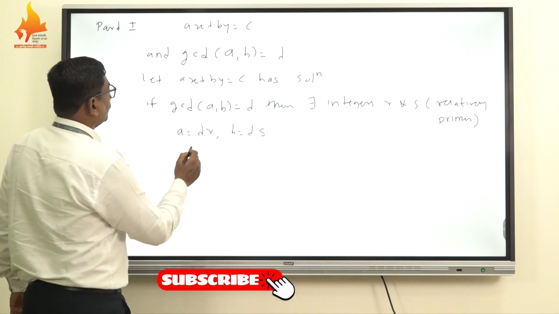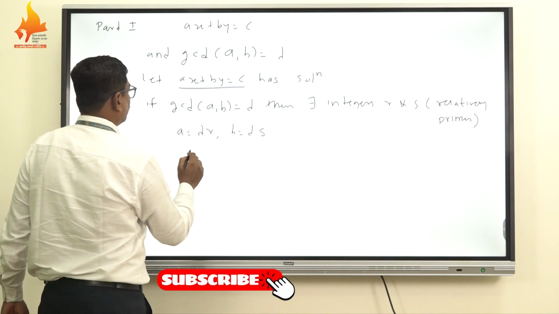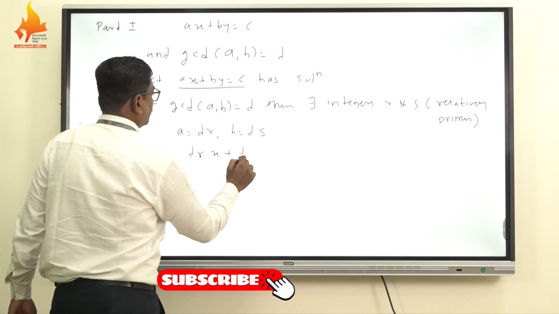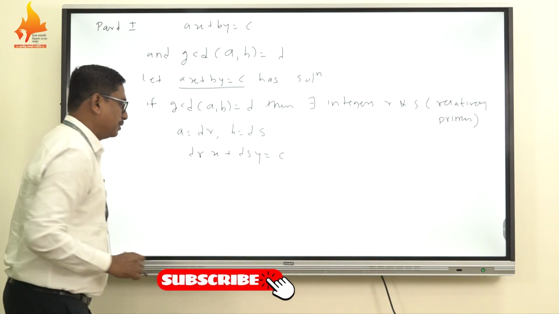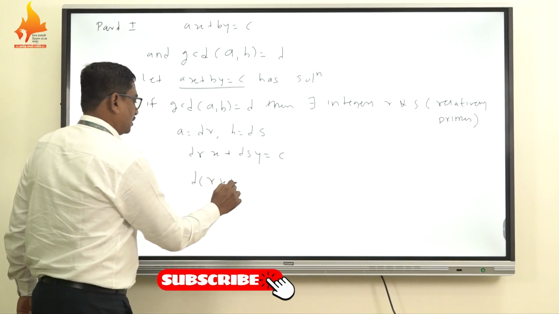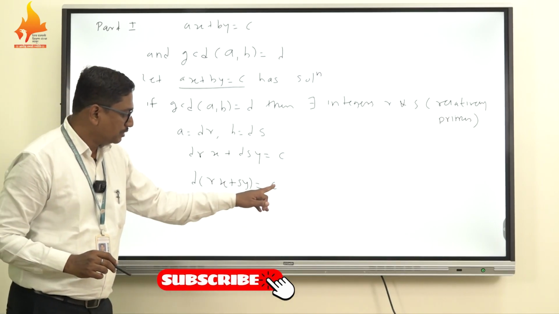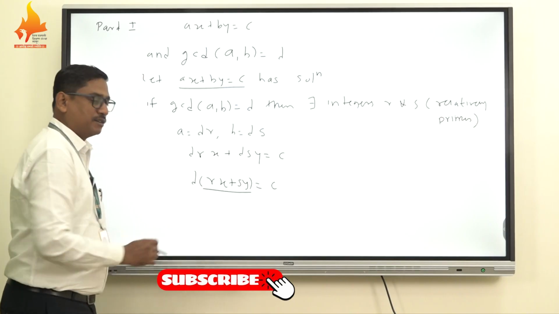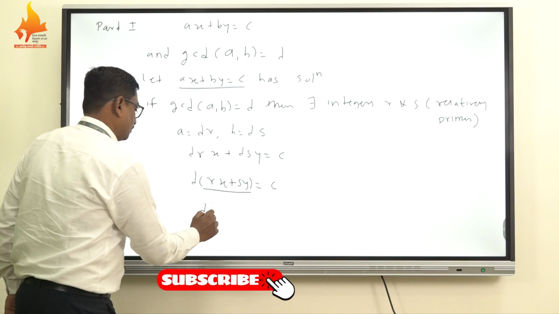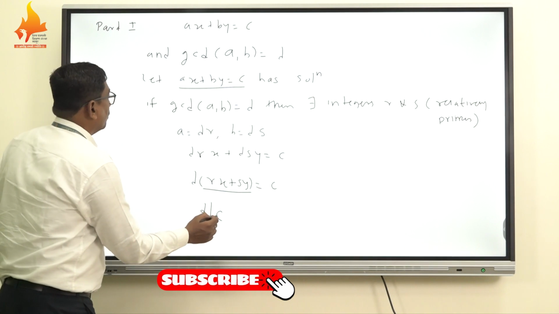Okay. Then I will put these values of A and B here. A is D into R, B is D into S, so D times Rx plus D times Sy equals C. Let us take D common from here: D times (Rx plus Sy) equals C. What do you see here? We see that C is a multiple of D. That means D divides C. This is the one-way proof.